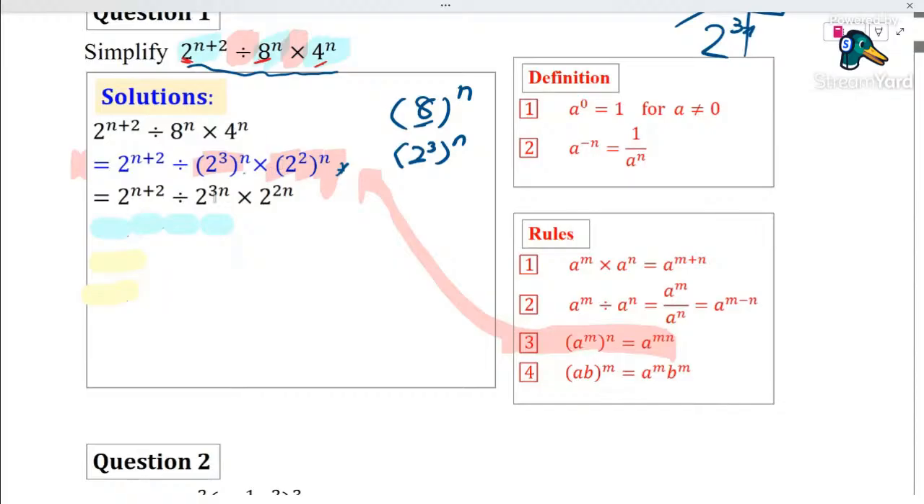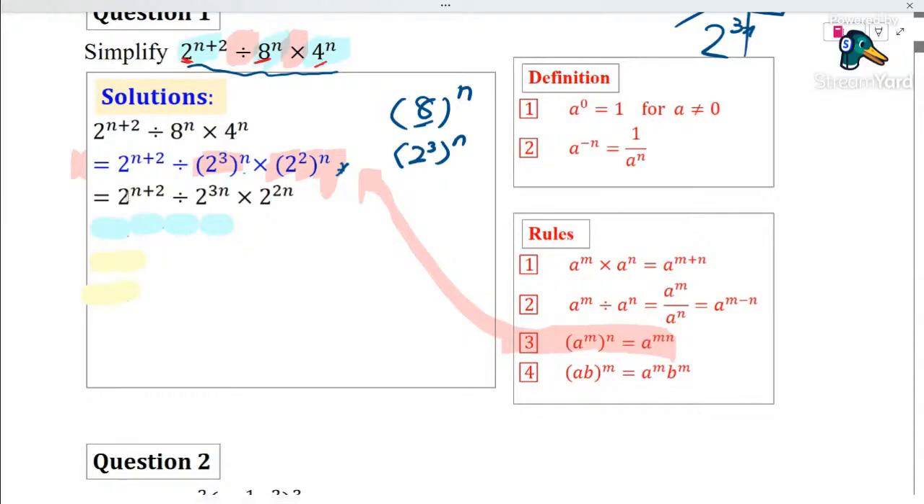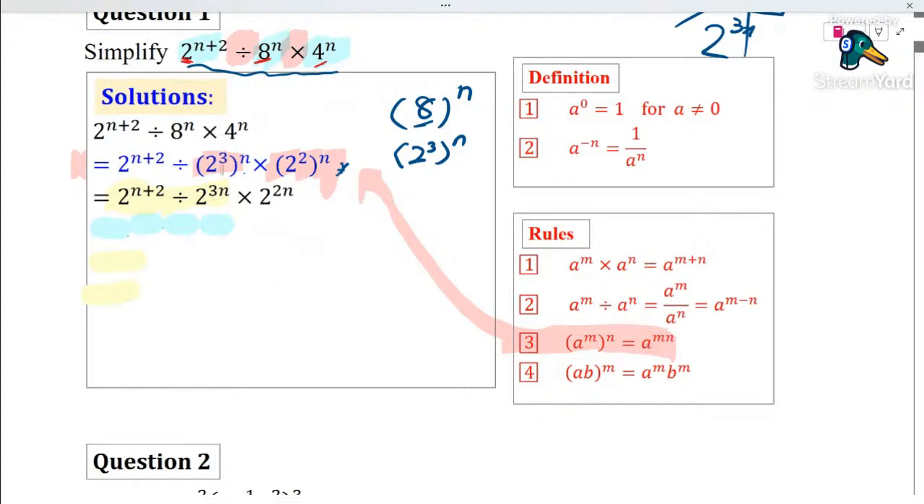Go on. Reach up to here, guys and girls. What I have now is that all of them happen to be base 2, and between them I have the operations of divide and multiply. So how are we going to solve it? In this lesson, let's say I solve it slowly as a beginner. I start to tackle this term here first. I simplify this part here, highlighted in yellow first.